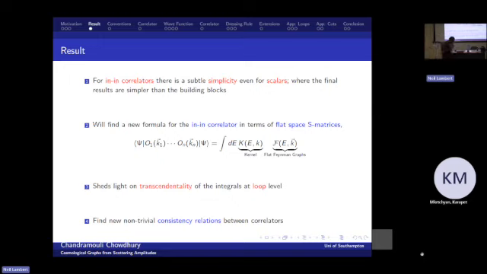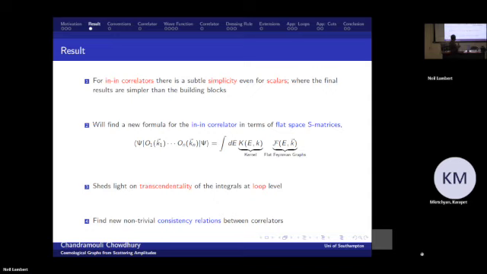What I'll tell you about is that, just like there was a simplicity seen for scattering amplitudes in flat space for spinning theories, in cosmology you already encounter some simplicity like that for scalar theories, and I'll be very precise about what I mean in the next few slides. And one of the final results that I'll try to convince you of is that this cosmological correlator you can think of as an integral of Feynman diagrams in flat space.